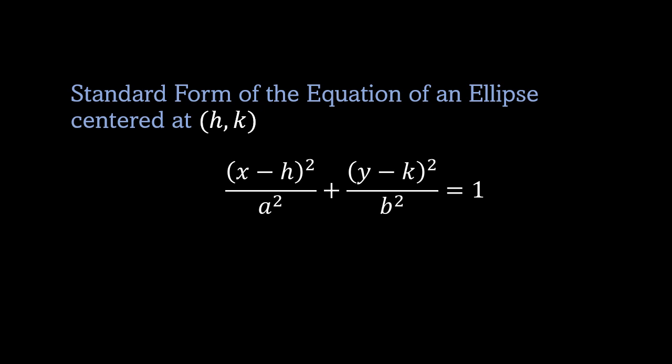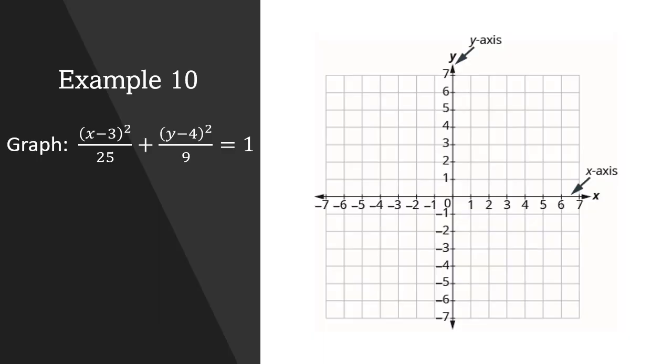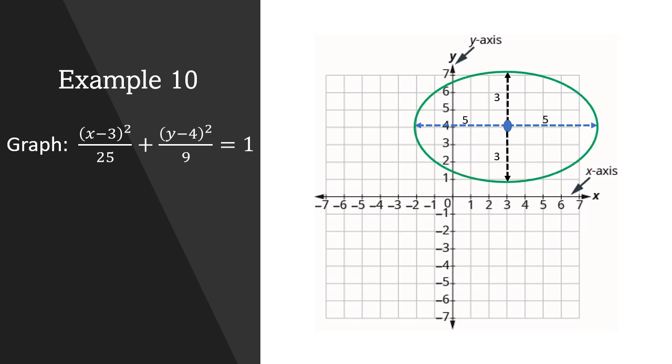Now the standard form of an equation of an ellipse centered at h, k, at a point different than the origin. First, in this example, we need to locate the center. So the center is 3, 4. Then from the center, we're going to go 5 units left and right because a squared is 25, and 3 units up and down because b squared is 9. And that's my ellipse.